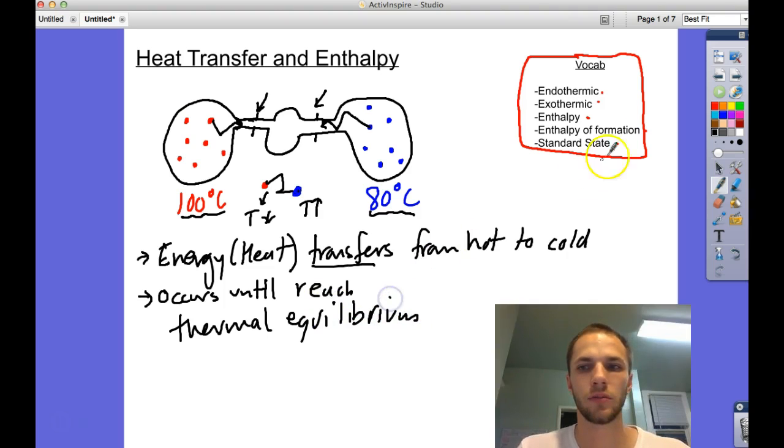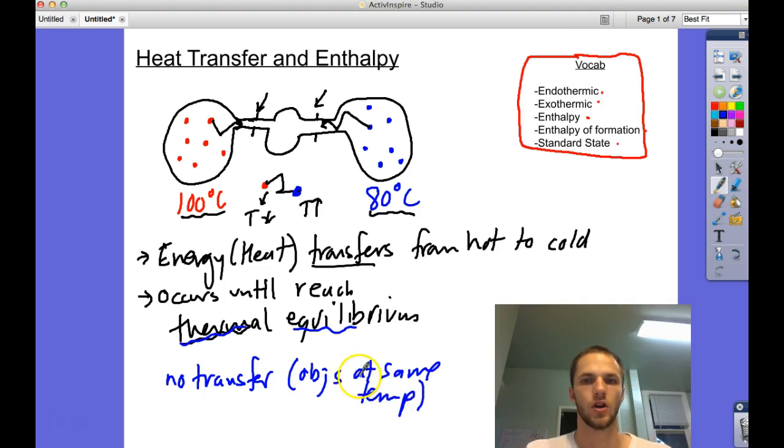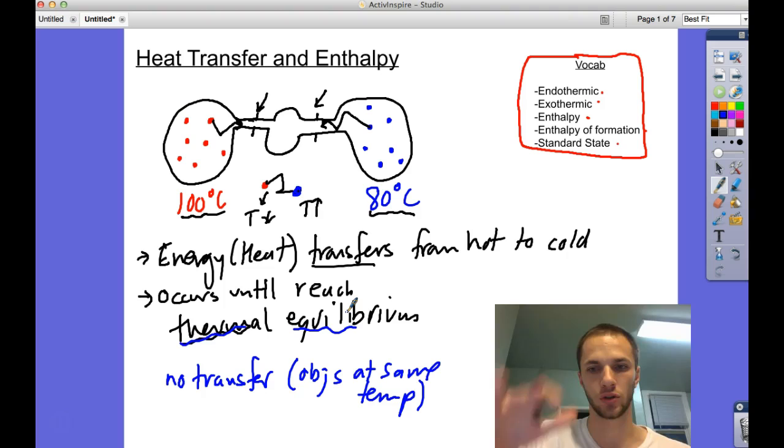And thermal equilibrium is exactly what it sounds like. Thermal, having to do with heat. Equilibrium meaning equal. So at thermal equilibrium, there is no transfer of heat because objects are at the same temperature. All right? So the big theme is energy transfers from hot to cold until one of those objects warms up as it gains heat and the other one cools down until they reach the same temperature. So why is that important? How else can we model that?